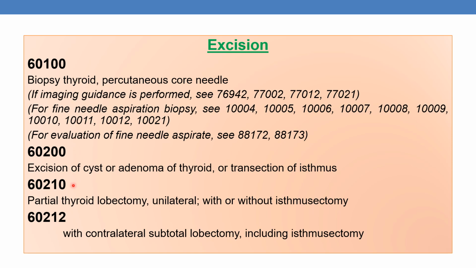Next, excision of cyst or adenoma of thyroid or transection of isthmus. Next is 60210. Partial thyroid lobectomy, unilateral, with or without isthmectomy. Next CPT is 60212. Partial thyroid lobectomy with contralateral subtotal lobectomy including isthmectomy.